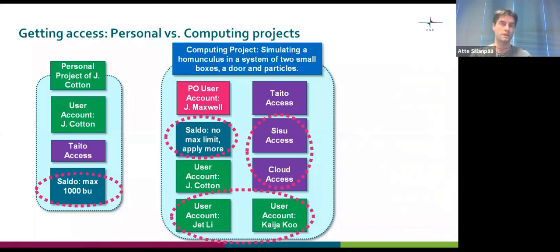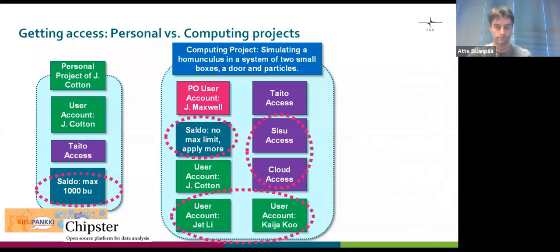But all those publications that result from using CSC resources should acknowledge that you got some resources from CSC. That is our way to show the ministry that people are using the resources for doing science, which is the intention. That's a good question. Okay, so finally, with the personal project, you also get access to Chipster and Kielipankki, some particular services. Those are covered already by the personal project.